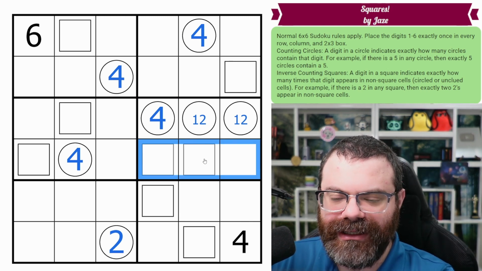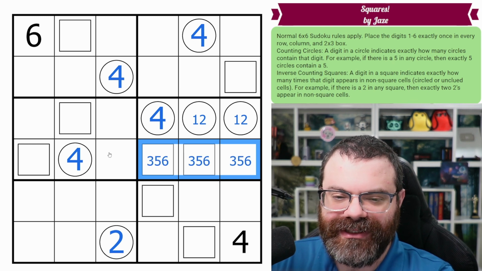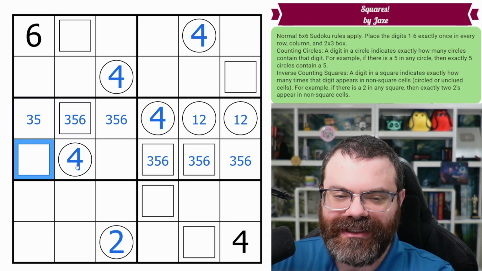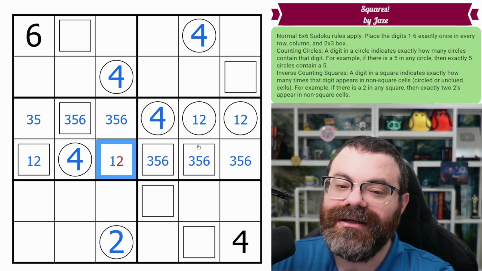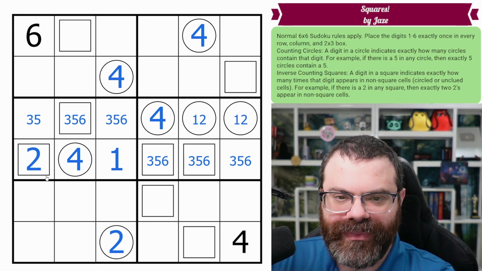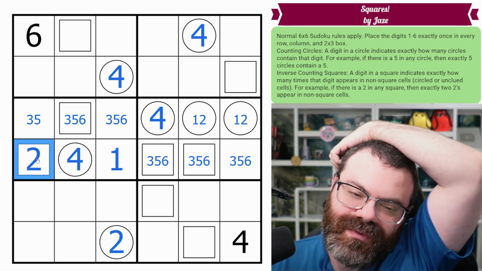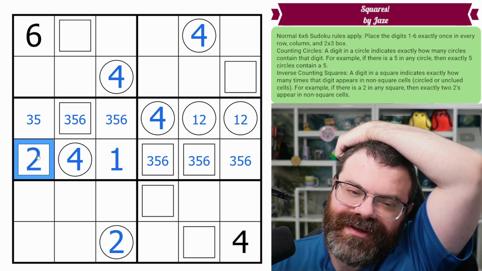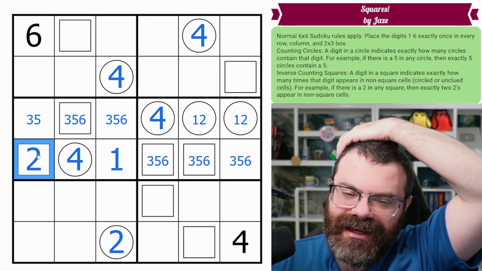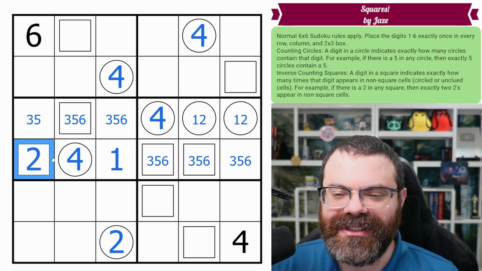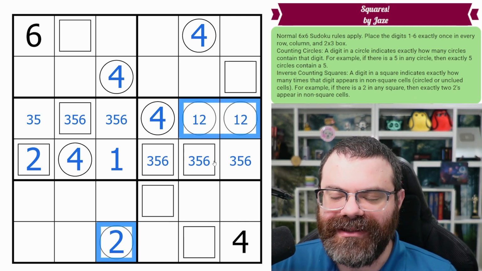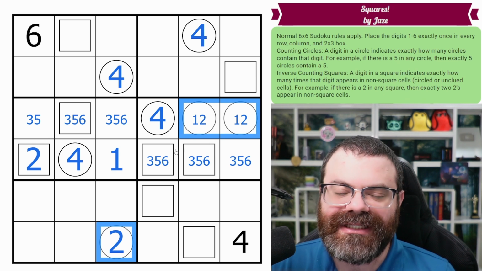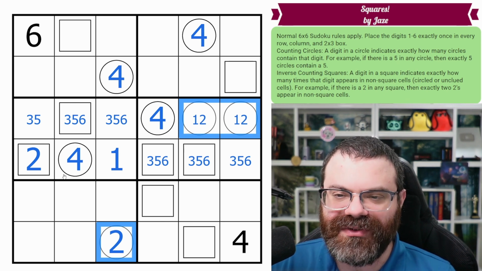So we've got 3, 5, 6 here, 3, 5, 6 here. That's not 6. This is a 1, 2 pair. That resolves. Nice. Okay, so we got a 2 in a square. Because a 2 appears in a square, that means we have exactly 2 2s in non-squares. There's a few ways we can think about it. First of all, we already have identified them. Those are the 2 2s in non-squares, which means I need the rest of the 2s to be in squares.